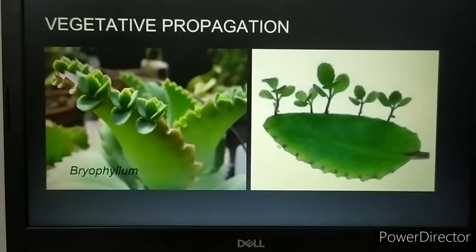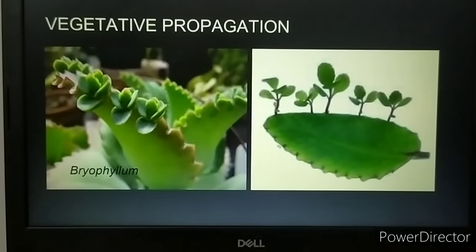Let's see the special type of vegetative propagation through leaves. Examples are seen in Bryophyllum and Begonia. These are two plants which develop a new plant through vegetative propagation from the leaves. Now, what do you understand by vegetative propagation?